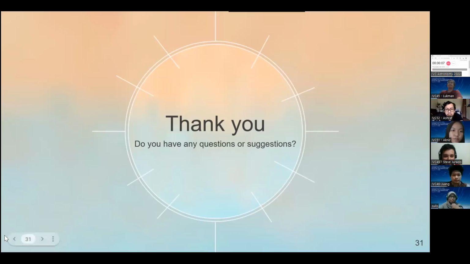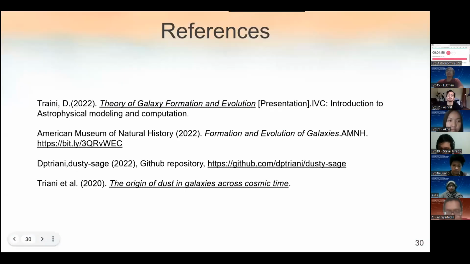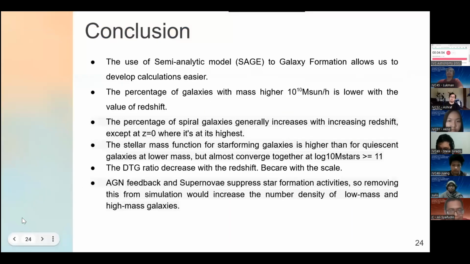Okay, maybe I can ask something. Can you show the conclusion slide again? Okay, this one. From this conclusion, do you think the result is consistent with what we know from observation?